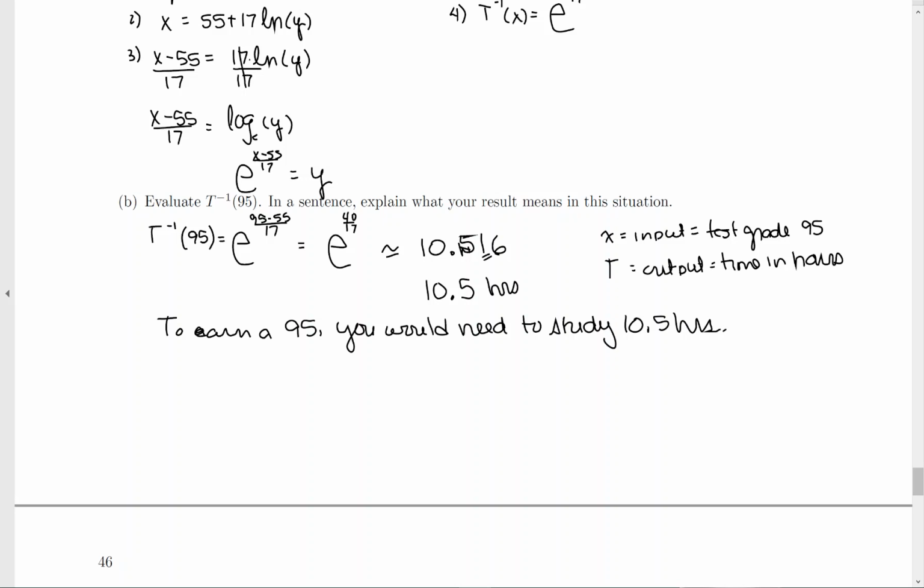So you've switched your input and your output. So now your input was the 95, the test grade that you wanted. The output is now telling us how many hours you would need to study for that.